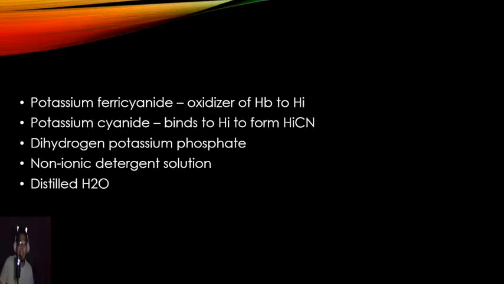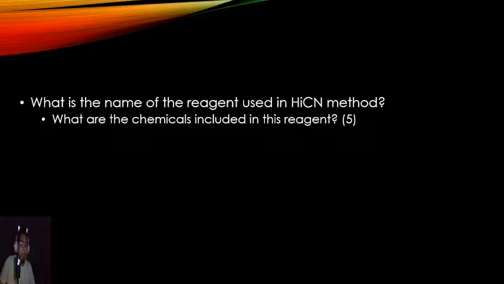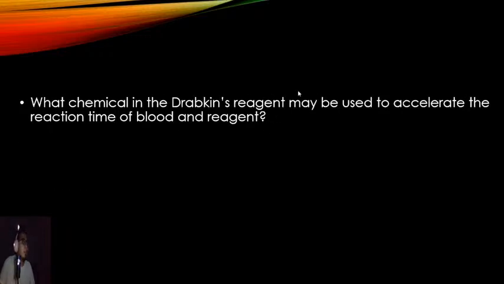The reagents that we use is potassium ferricyanide. There's a mix-up with the slides. Potassium ferricyanide, potassium cyanide, dihydrogen phosphate, non-ionic detergent solution, and distilled water. All right, so those are the reagents that you need for your HiCN method. Okay, that's the reagent name. What's the chemicals included? Next is the chemical name is Drabkin solution.